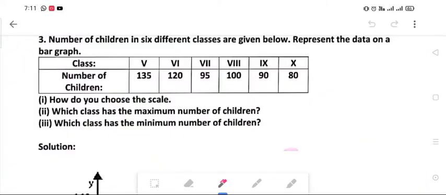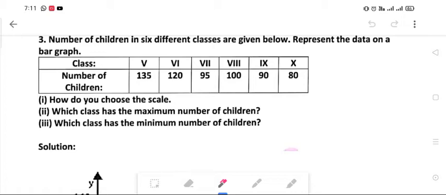In this question, we can see that the number of children in 6 different classes is given below. Represent the data on a bar graph. Okay, इस क्वेश्चन में ये बताया है कि अलग अलग 6 क्लासेस के बच्चों का डेटा, बच्चों की संख्याओं का डेटा दिया हुआ है. इसको हमें बार ग्राफ पर रिप्रेजेंट करना है और साथ ही साथ इसके कुछ क्वेश्चन भी दिए हैं, उसको भी हमें सॉल्व करने हैं.